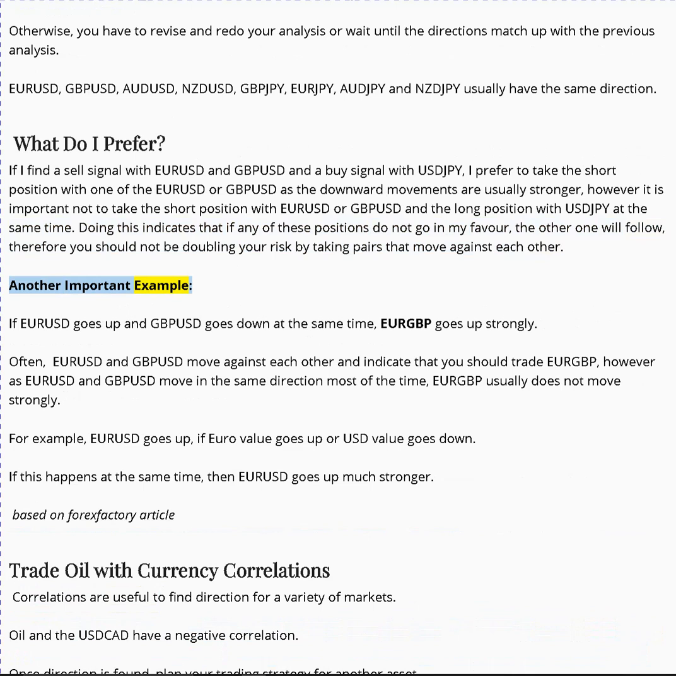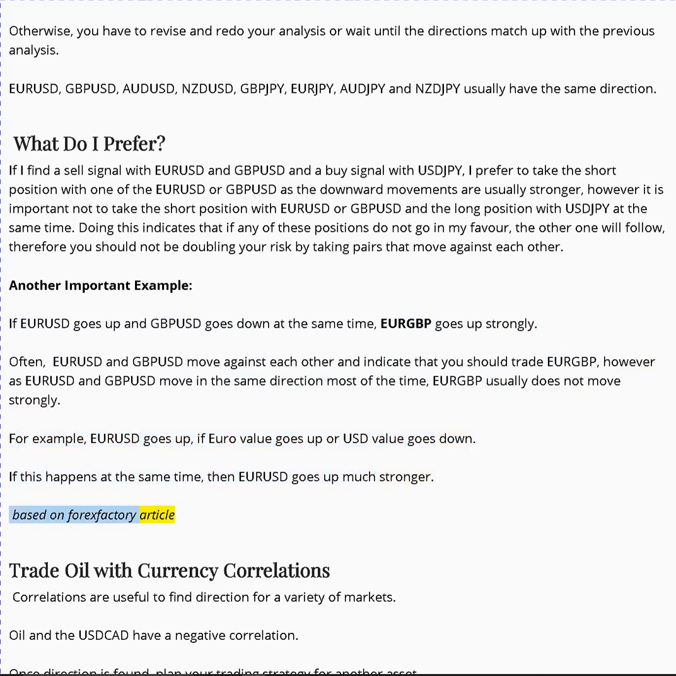Another important example. If EURUSD goes up and GBPUSD goes down at the same time, EURUSD goes up strongly. Often, EURUSD and GBPUSD move against each other and indicate that you should trade your GBP. However, as EURUSD and GBPUSD move in the same direction most of the time, EURUSD usually does not move strongly. For example, EURUSD goes up if euro value goes up or USD value goes down. If this happens at the same time, then EURUSD goes up much stronger.